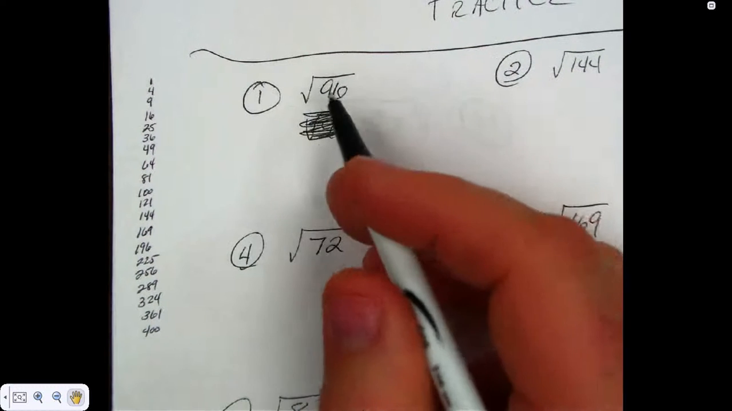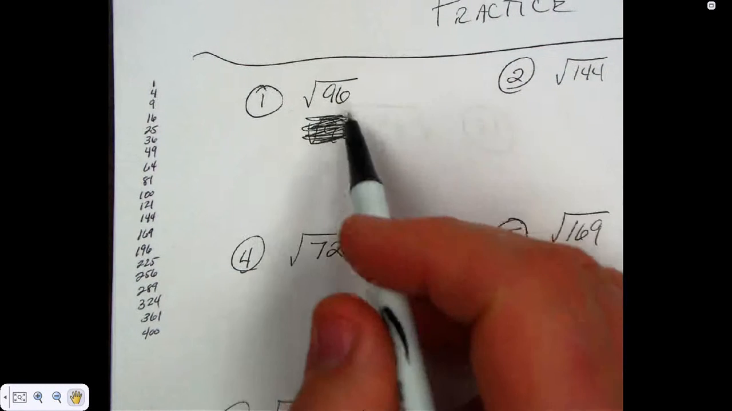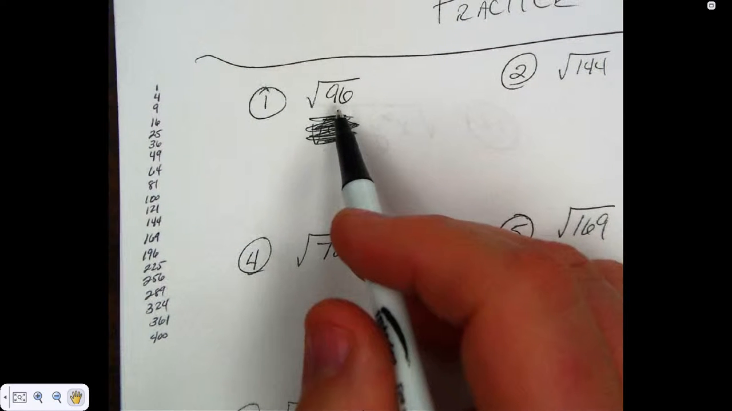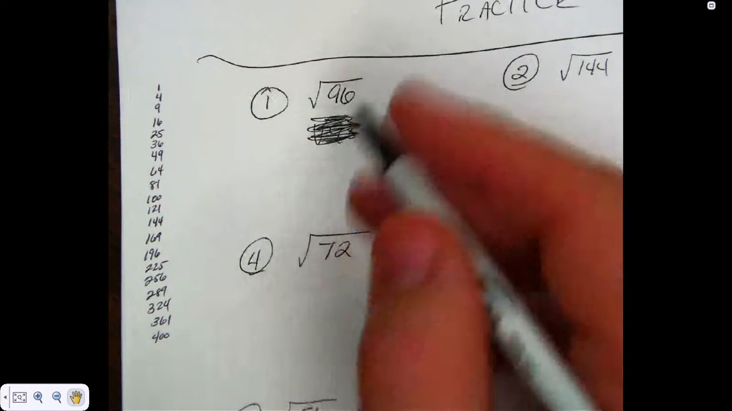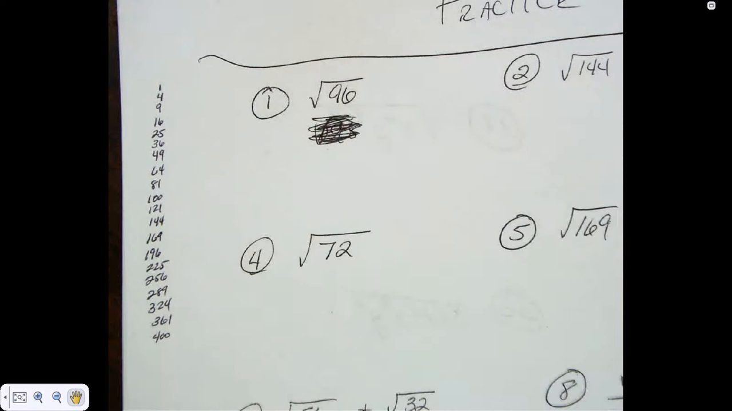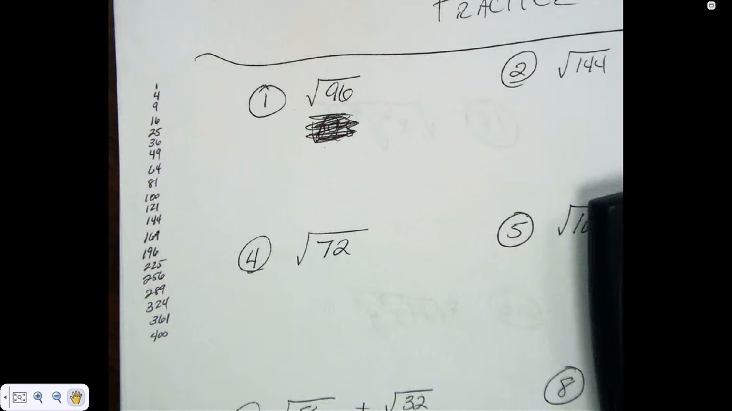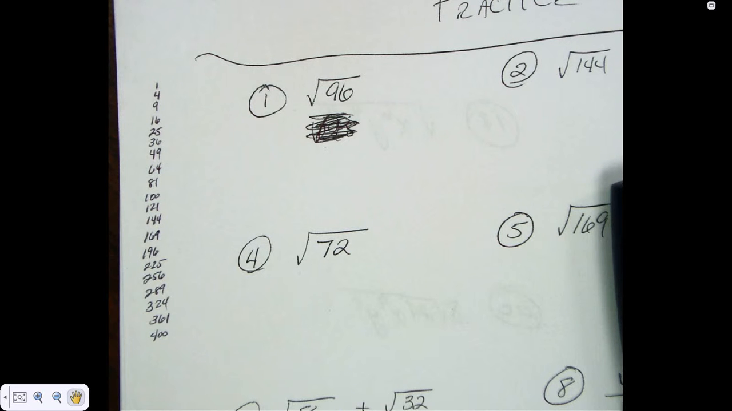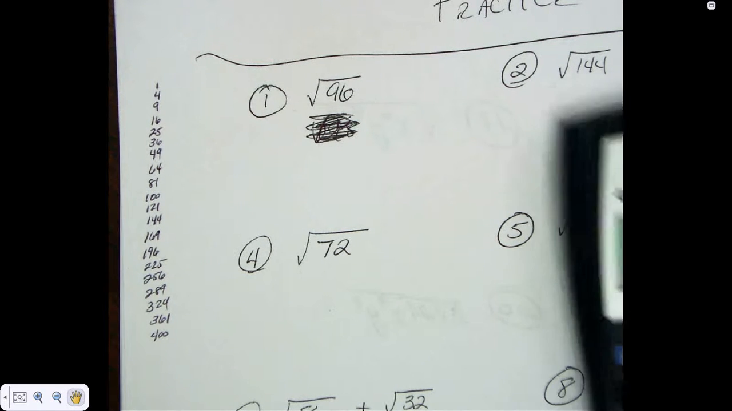First of all, this is just a square root here. Is the number underneath it a perfect square? No, it's not. If you don't know that, you just look at the list or put it into your calculator. If you put it in your calculator, you get 9.7, so you know it's not a perfect square. So I need the largest perfect square that's a factor of it.